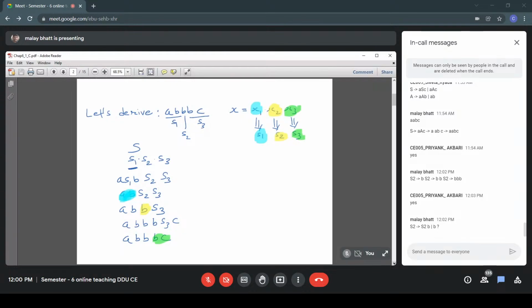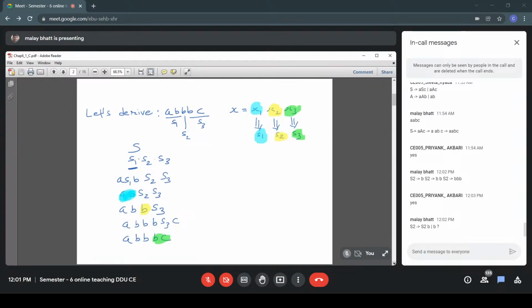So we are partitioning the string X, which we want to derive, into three substrings X1, X2, X3 in the general case, where X1 is derived from S1, X2 is derived from S2, and X3 is derived from S3. What is the first step we always have to take? From S, we write S1 S2 S3. That is the first step, and we always have to apply it, as it is required for the concatenation purpose.